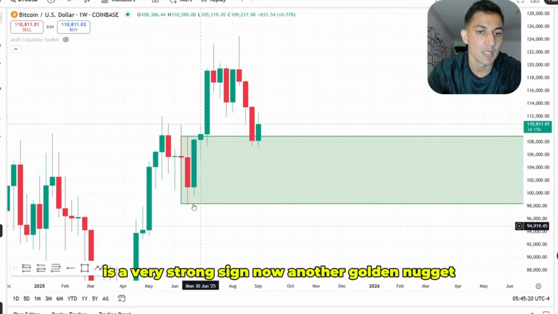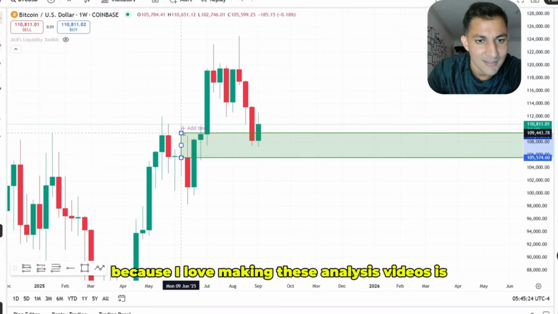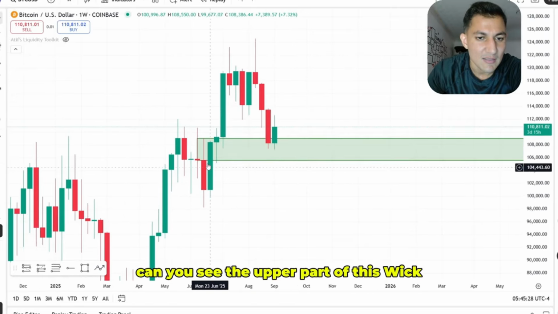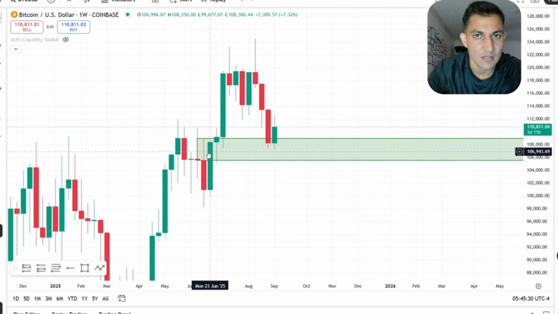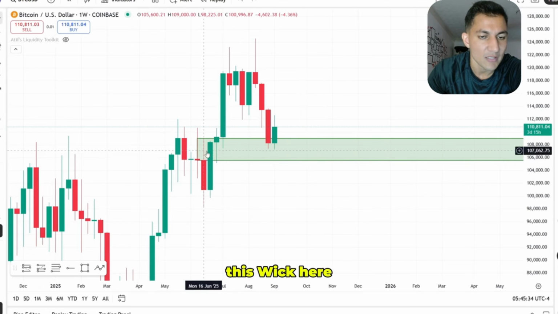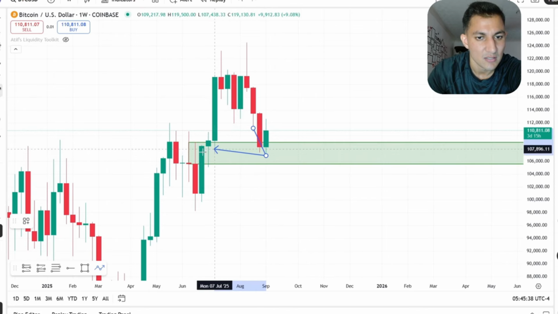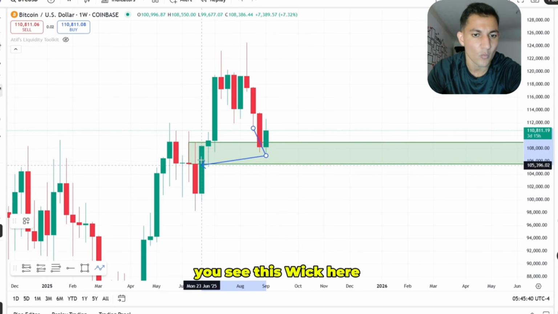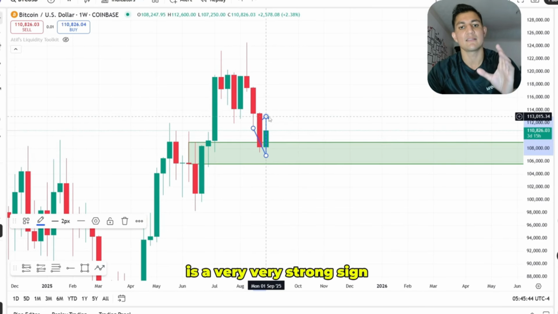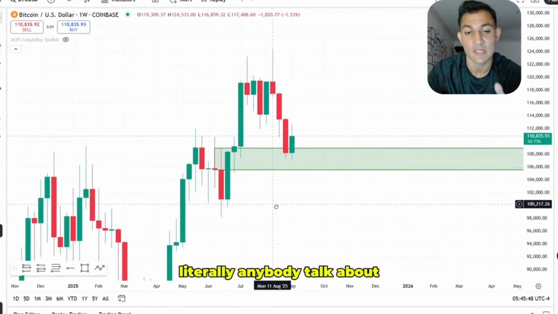Now, another golden nugget, which I normally give to my private students, but I'm going to give it to you because I love making these analysis videos: can you see the upper part of this wick? Can you see how essentially this is the entire order block? This wick here, can you see how price is almost contained within this wick? I hope that makes sense. You see this wick here, how price is contained in it and it's starting to move off. That right there is a very, very strong sign in price action that you won't hear literally anybody talk about.